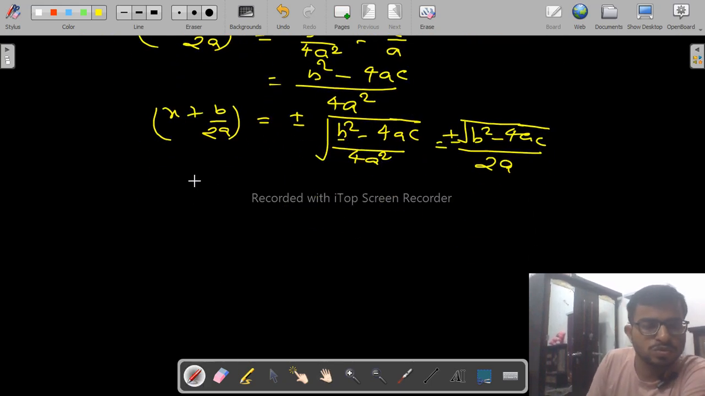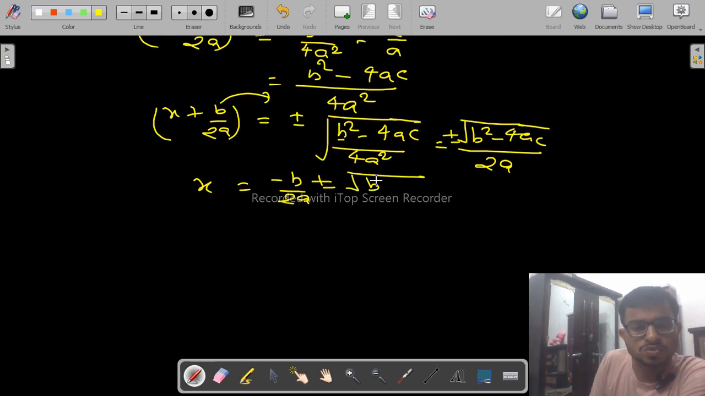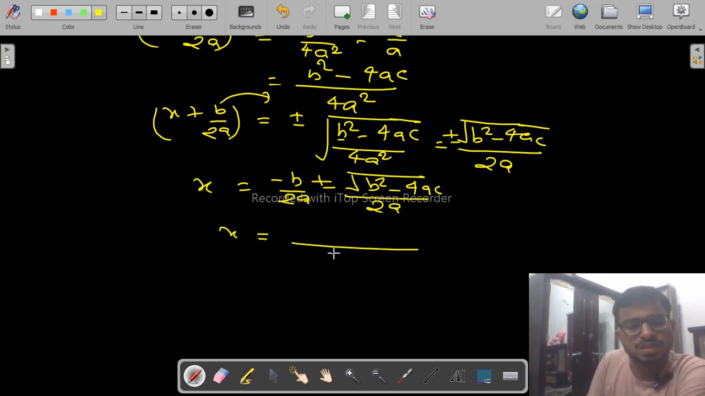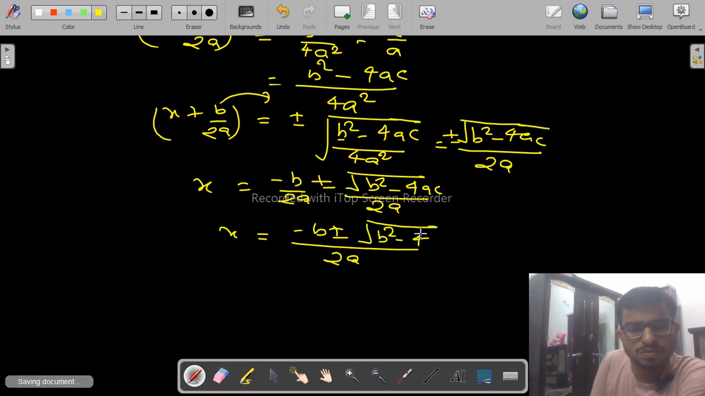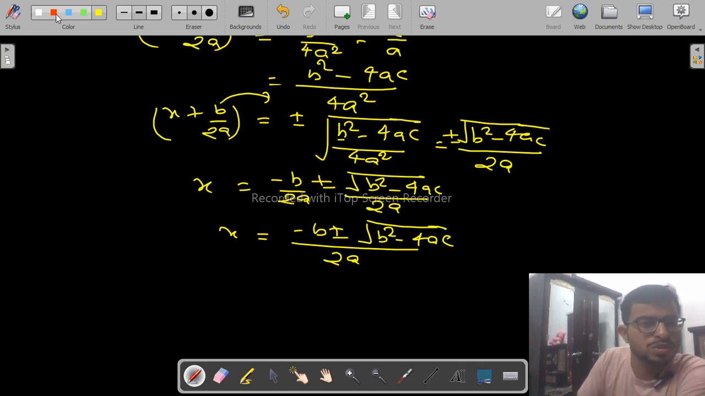Now we have to find out the value of x. Now this term we will transpose to the right hand side, so this will become minus b by 2a plus minus square root of b square minus 4ac by 2a. Now when you take the LCM and simplify these expressions, you will get minus b plus minus square root of b square minus 4ac, all over 2a. So this is a very important formula.